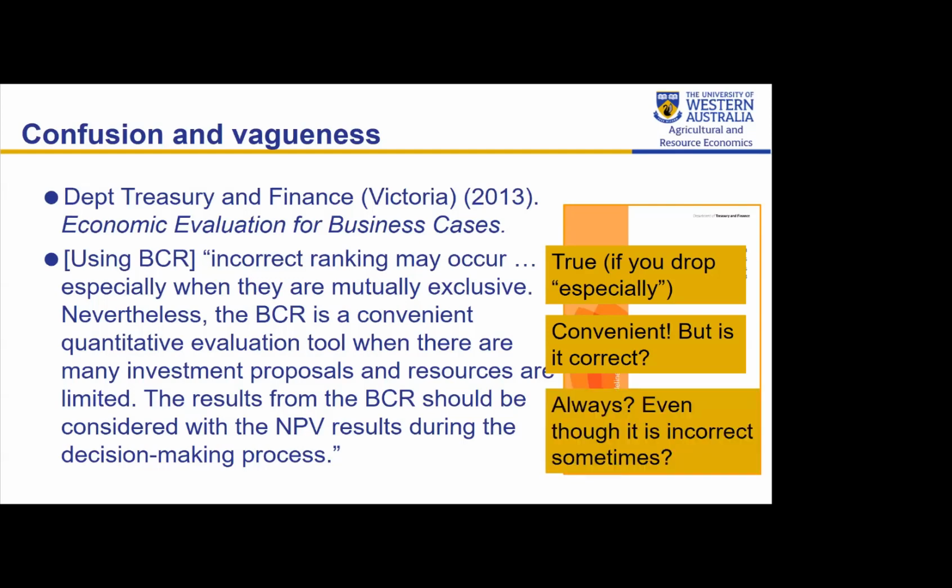And then the last one is, the results from the BCR should be considered with the net present value results during the decision-making process. What, always? They've just said that it's wrong sometimes. Couldn't we sort this out and recommend them in the right context, right? So they've said some things that are sort of true, but it's just confusing and unclear about when you do what.